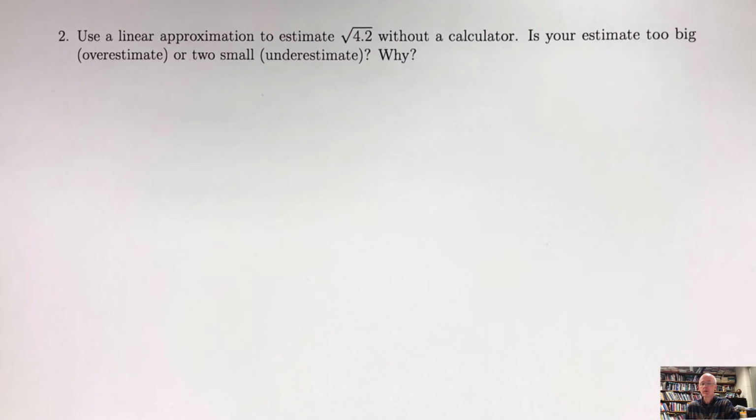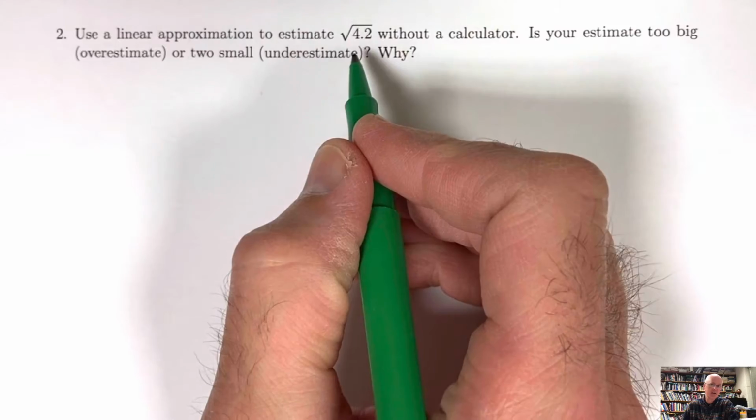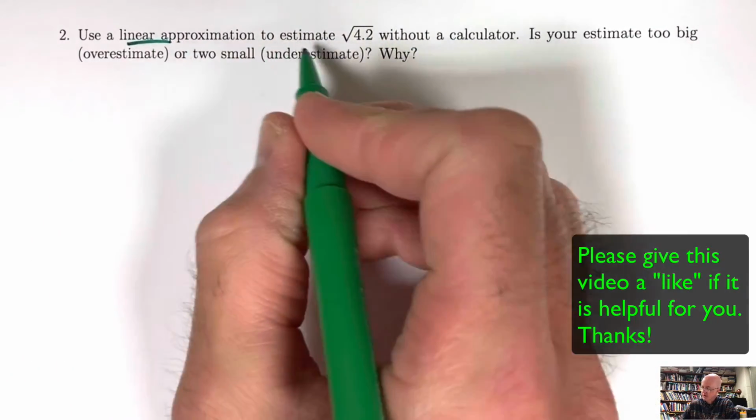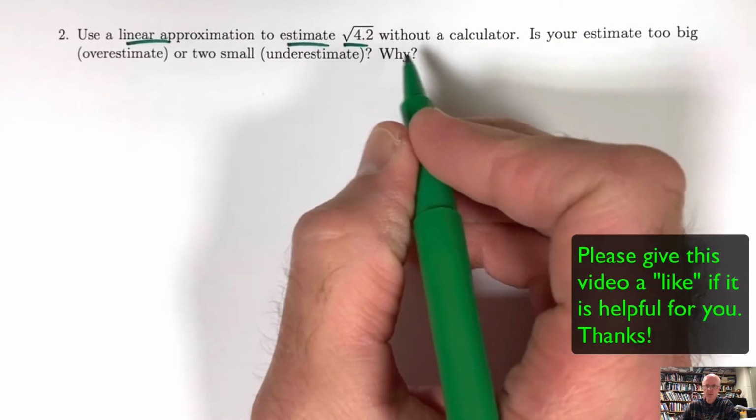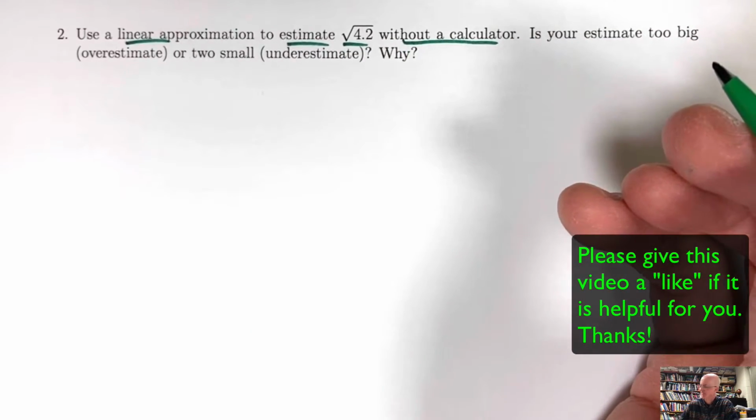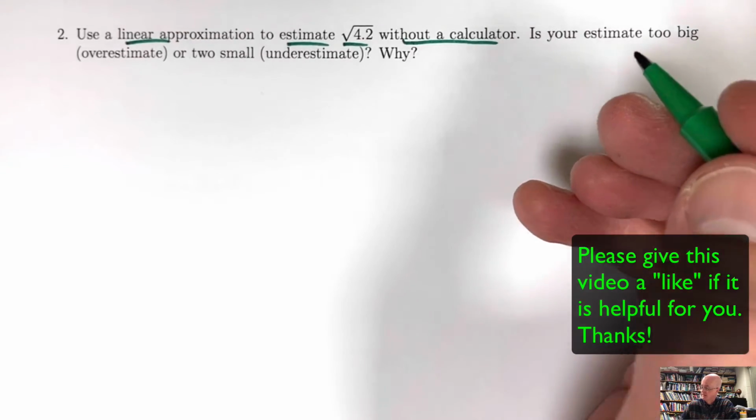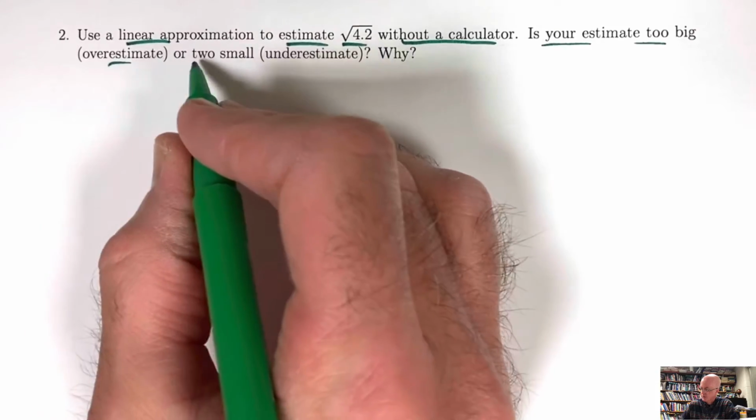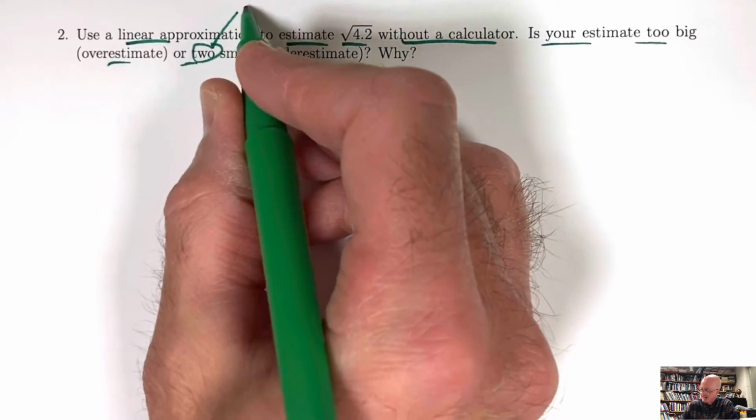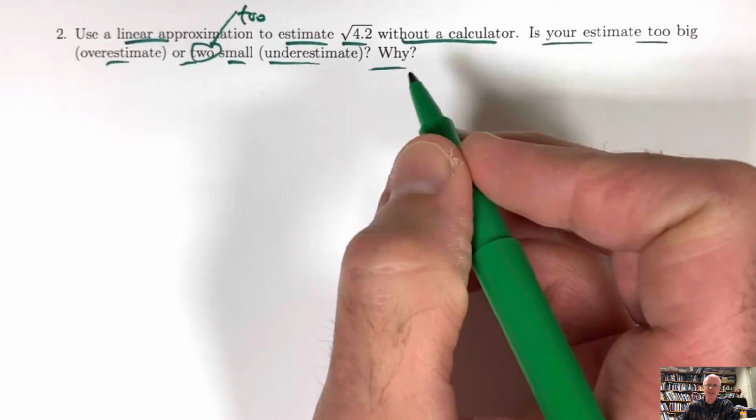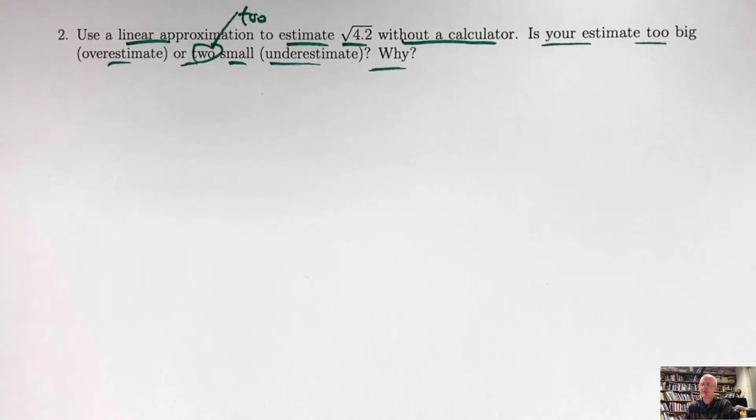In problem number 2, we're trying to estimate a value without a calculator, like I hinted that we could do with problem number 1. Use a linear approximation to estimate square root of 4.2 without a calculator, but you're not told what the function is. That's not so clear, perhaps. Then answer the question, is your estimate too big, an overestimate, or too small, an underestimate, and why? What in the world? How can we do this if we don't know what the function is?